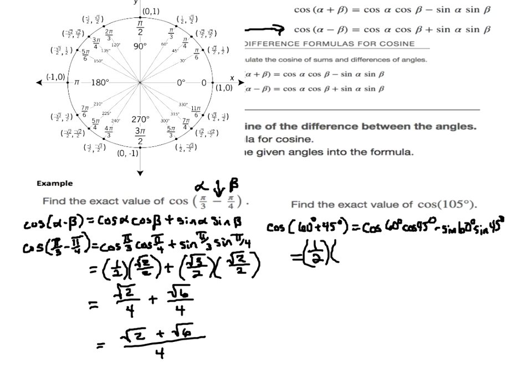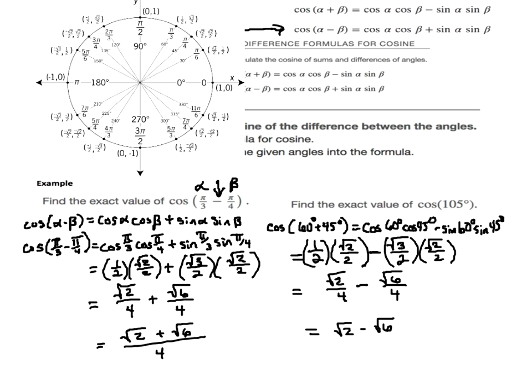And I'm multiplying that by the cosine of 45, which is square root 2 over 2. Looking pretty familiar, huh? Minus sine of 60 degrees, which is square root 3 over 2, times sine of 45 degrees, square root 2 over 2. So no big revelation there. We've got square root 2 over 4 minus square root 6 over 4, which gives us square root 2 minus square root 6 over 4 as the exact value for the cosine of 105 degrees.